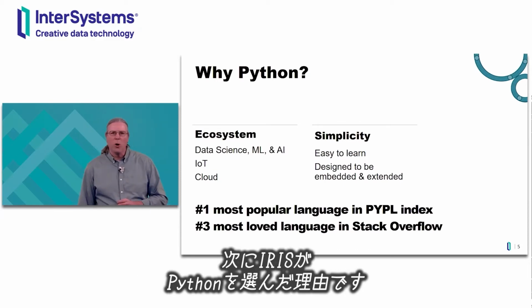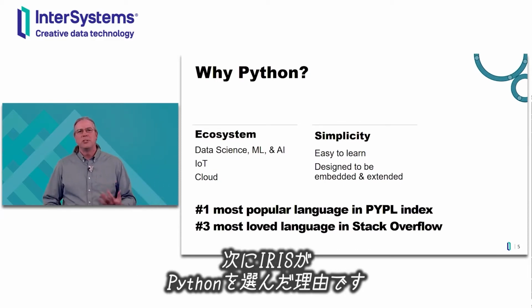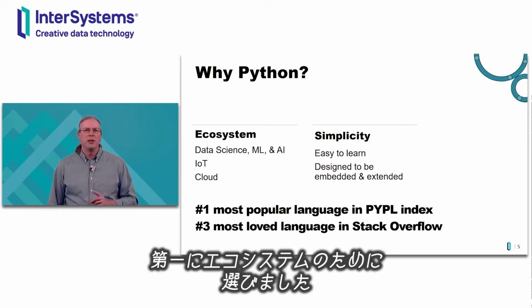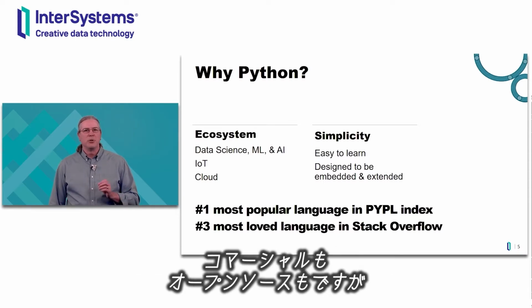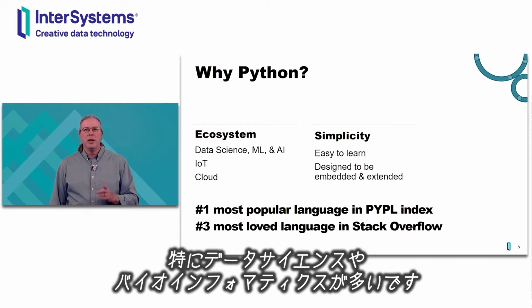So why Python? Why did we choose to extend Iris with Python? First and foremost, we picked Python for the ecosystem. There are thousands of high-quality, pre-built packages available today, both commercial and open source, especially in the areas of data science, IoT, bioinformatics, cloud, etc.